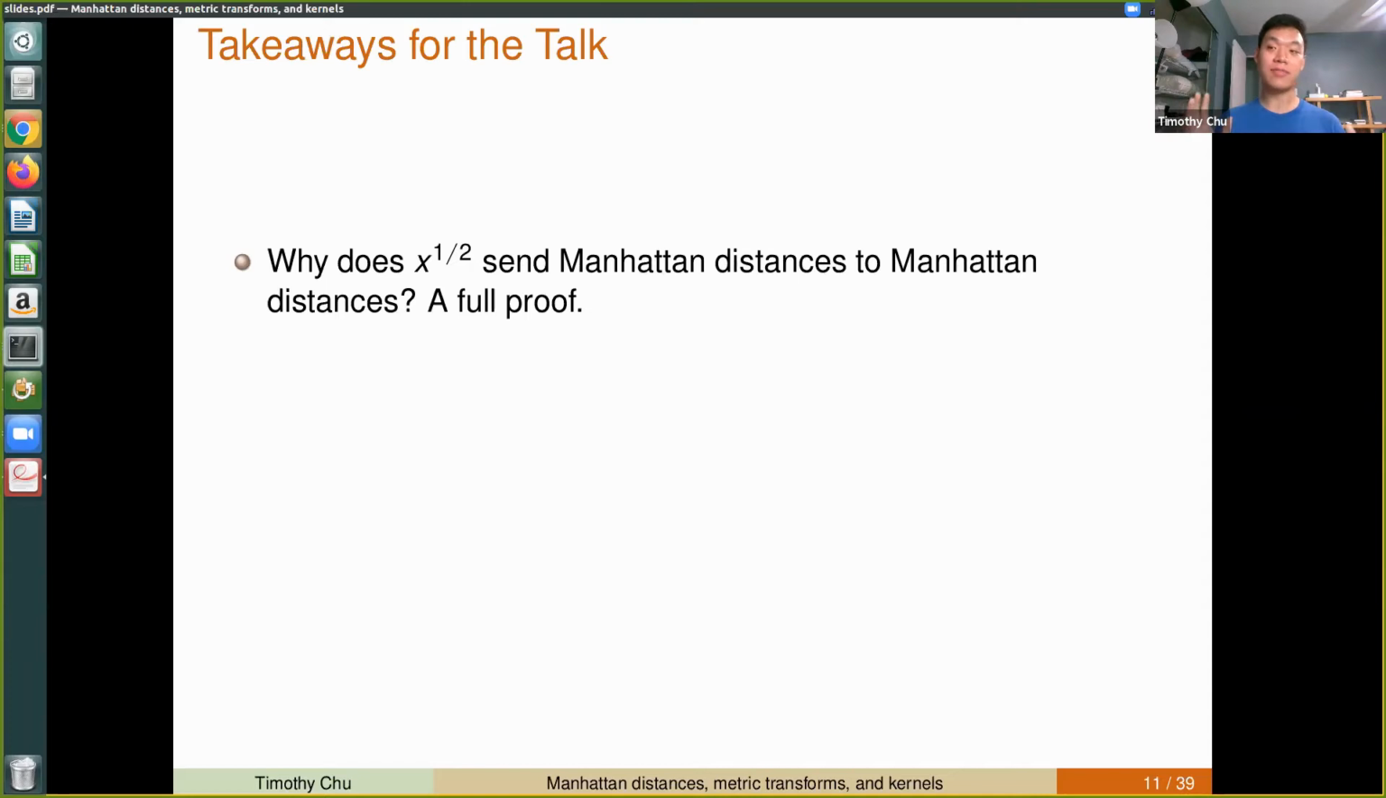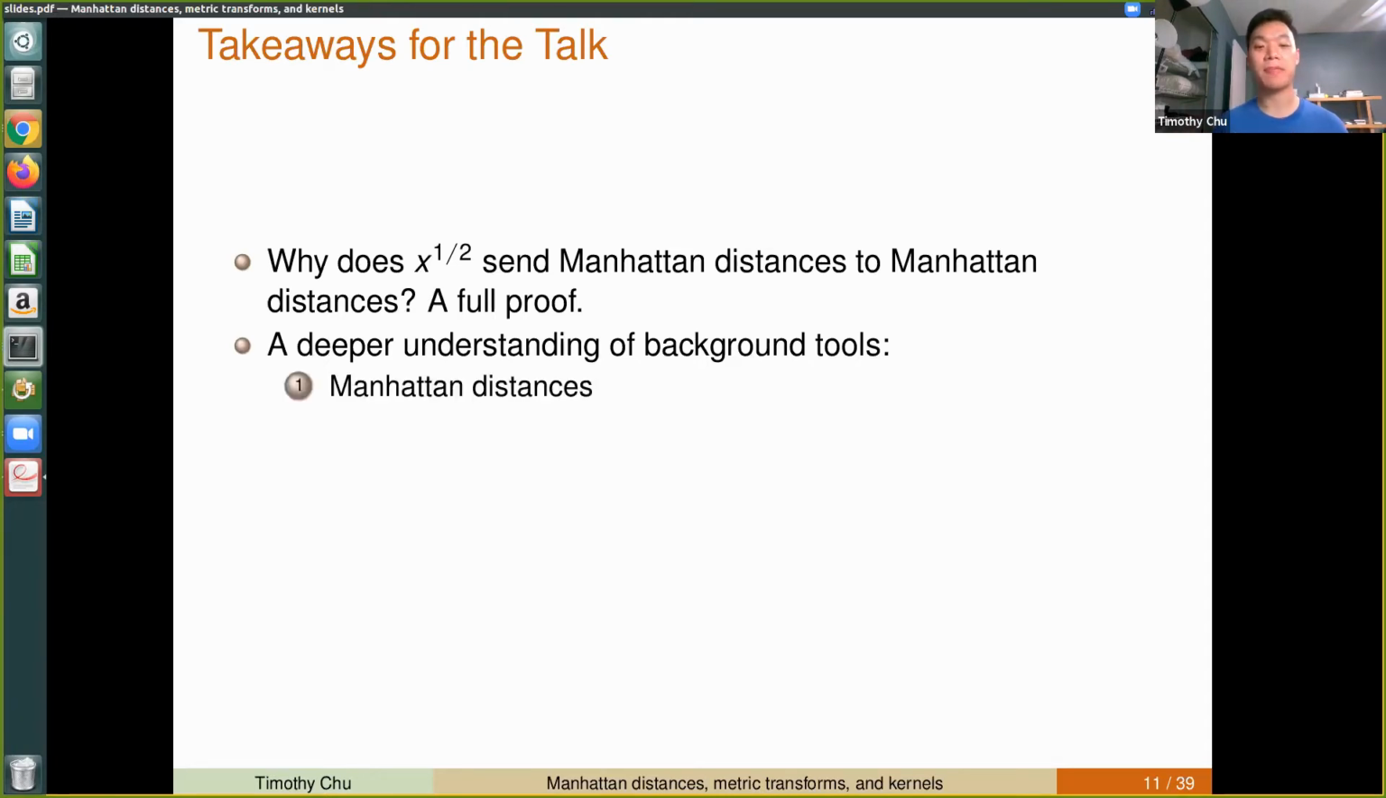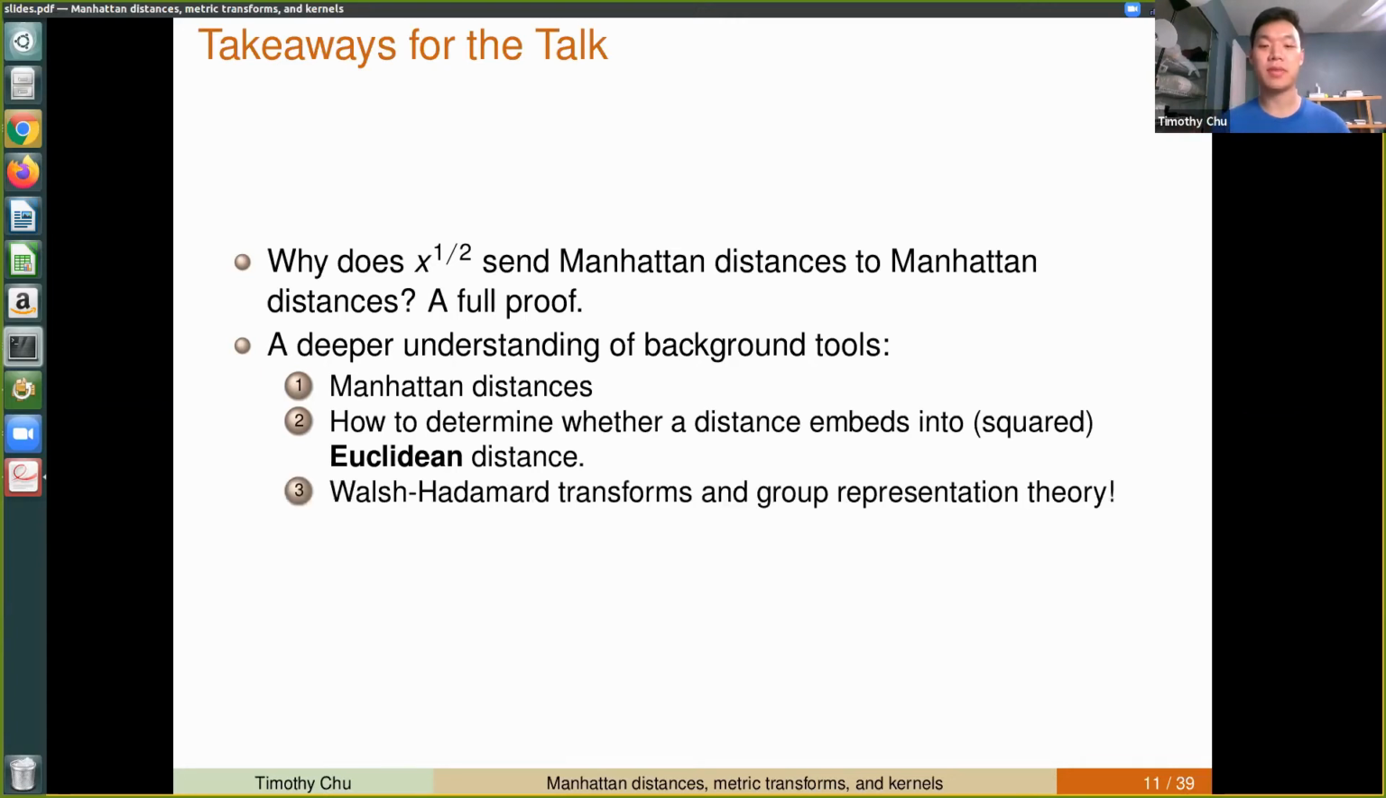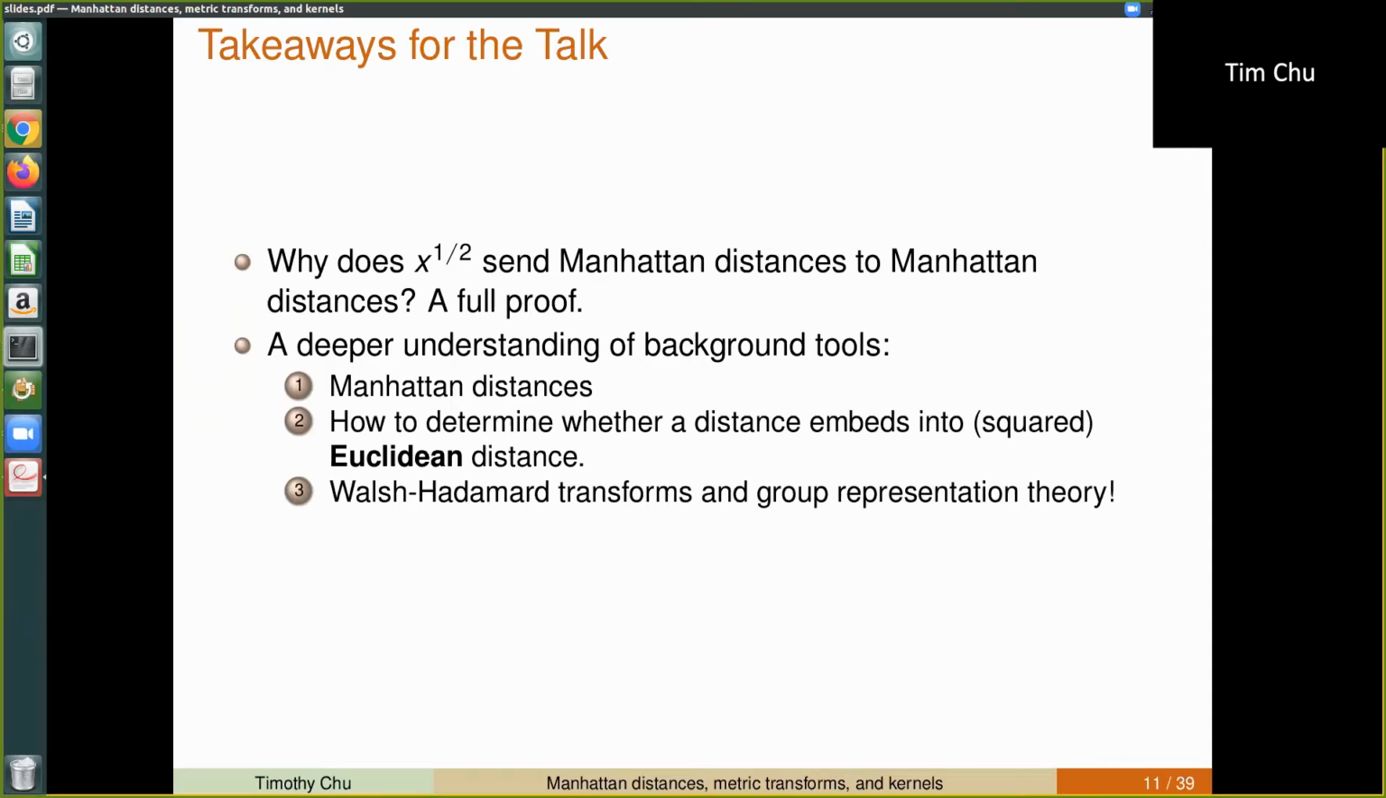Why does square root of x send Manhattan distances to Manhattan distances? A full proof. And a deeper understanding of the background tools, which I think are actually quite interesting. First, Manhattan distances. Second, a criterion for how you determine whether a distance is a Euclidean distance: if I just gave you n choose 2 distances, how do you know if this is a Euclidean distance between endpoints? Equivalently, how do you know if it's a squared Euclidean distance between endpoints? And finally, there's a key central part where we use Walsh-Hadamard transforms and group representation theory. Very simple group representation theory, mind you. It will be accessible to people who don't even have a group theory background.